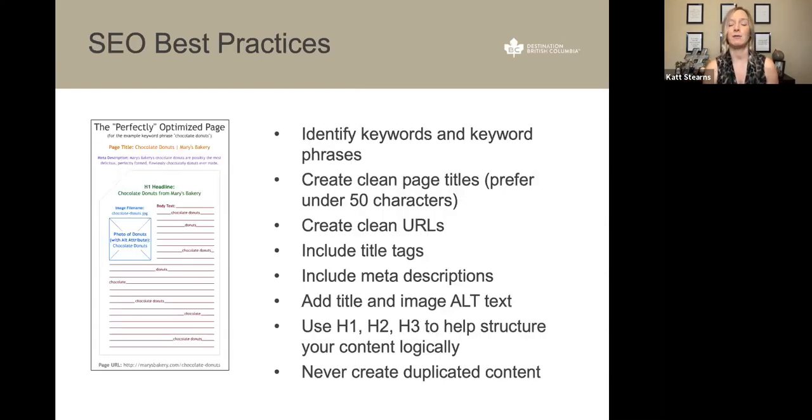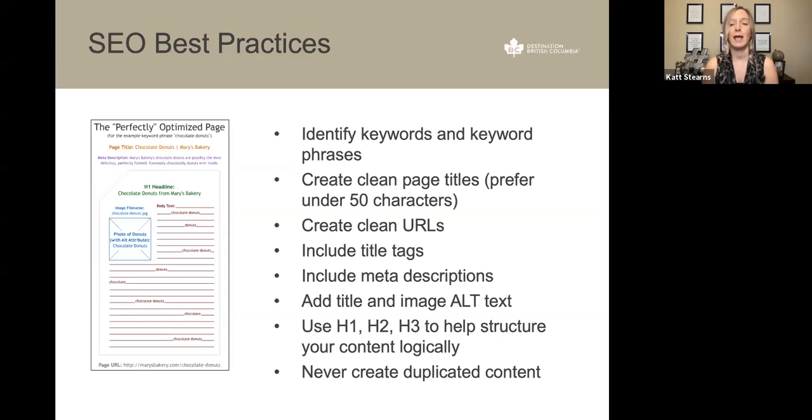So some quick high level SEO best practices. Number one, identify your keywords or keyword phrases. One way that I like to look at this is that each page within your website should really be focused around different keywords or different keyword phrases, not all of the same. Really start to focus on creating clean page titles, preferably under 50 characters, creating clean URLs, which typically means you're not having funny hashtags or exclamation marks or different characters in there. You're using just numbers and letters.